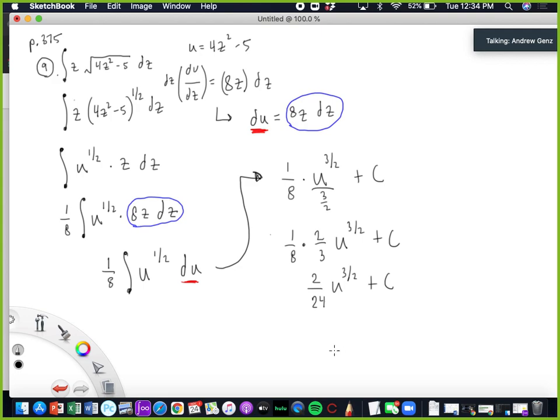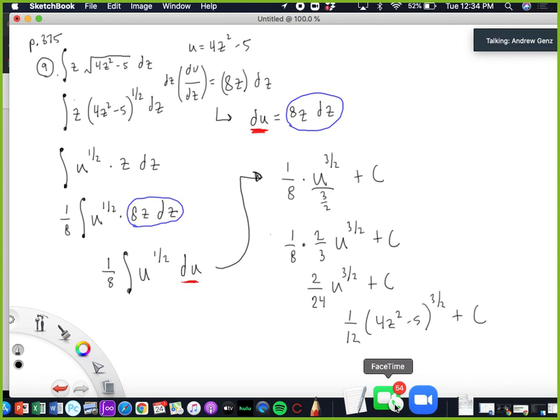And last but not least, all said and done, 1/12, and I've got to put u back in there: (4z squared minus 5) to the 3/2 plus c. Woo! Now, if you wanted to, you could take the derivative really quickly with the chain rule and figure out that we get 3 over 24, which would be 1/8 times 8z. So you'll notice that it creates itself as you do the chain rule. Okay? Questions on that?